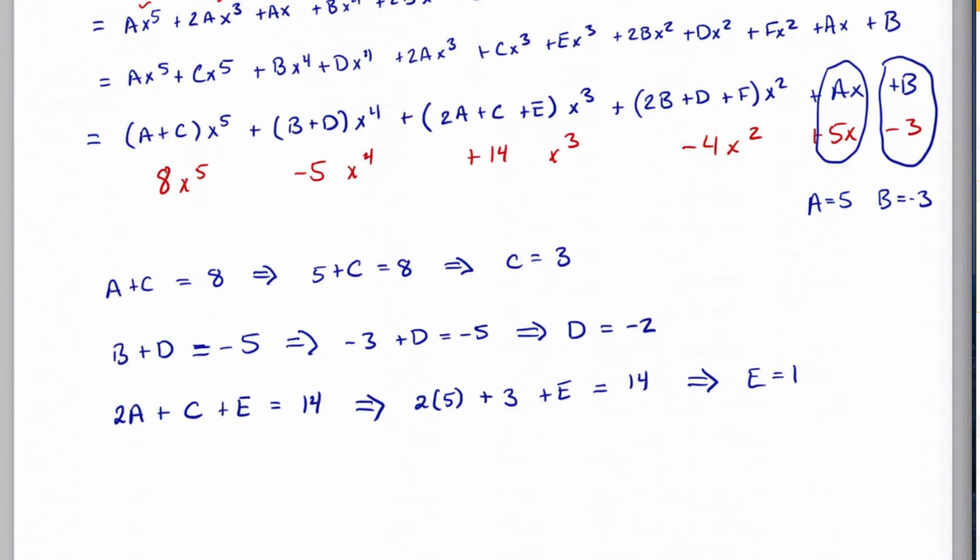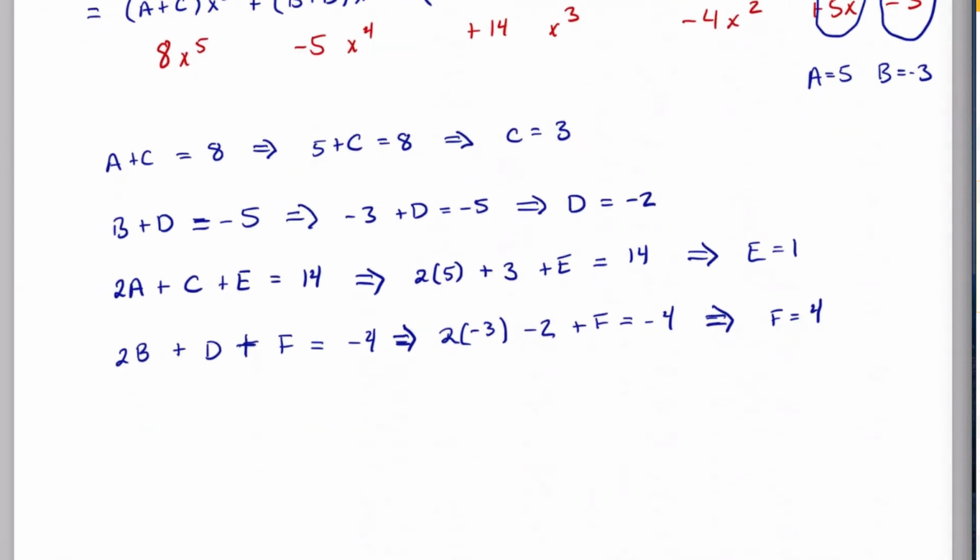And last but not least, 2B plus D plus, there we go, plus F is equal to -4. So just subbing things in, B was -3. We know D now is -2. F, I don't know, but I'll find it now. That's -6, -8. So I would add 8 over: -4 plus 8 is +4. So looks like F is +4.